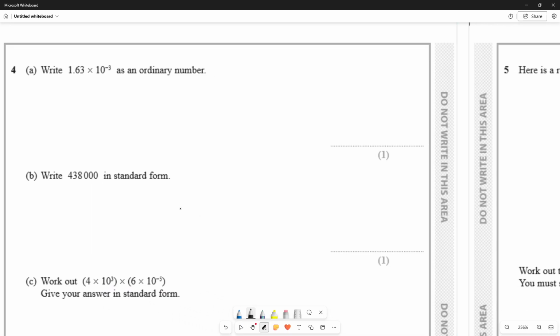Well, if it's a -3, we're going to write 3 zeros. Then afterwards, write out the number here. Don't add any decimal, just write out the number. So write out the digits 163. And afterwards, just add a decimal after the first 0, and that will be your answer.